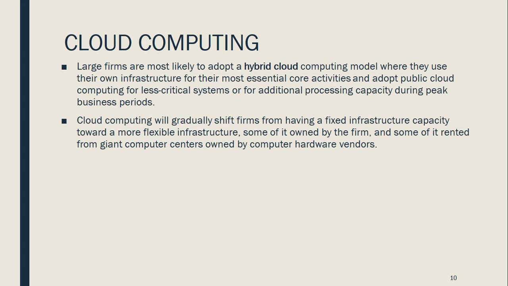And then we can have a hybrid cloud as well. The hybrid cloud computing model is where a company uses its own infrastructure for its most essential core activities, and adopts public cloud computing for less critical systems or for additional processing capacity during peak business periods.